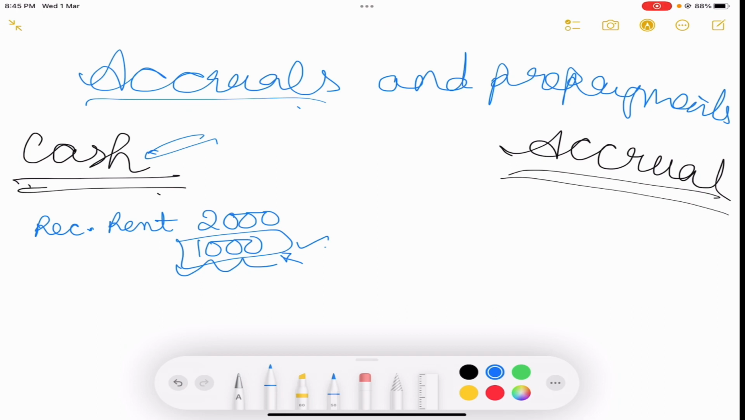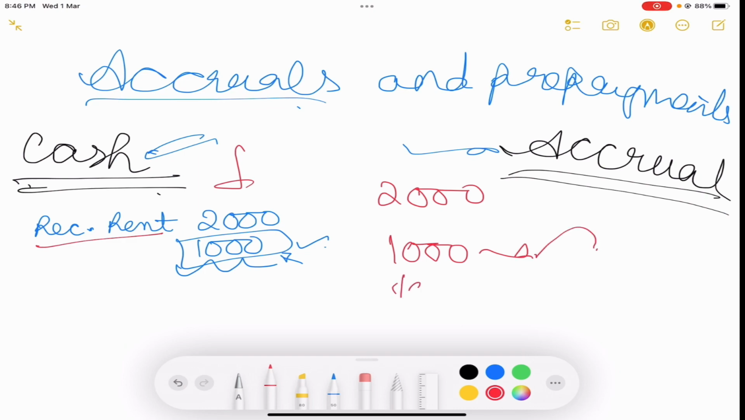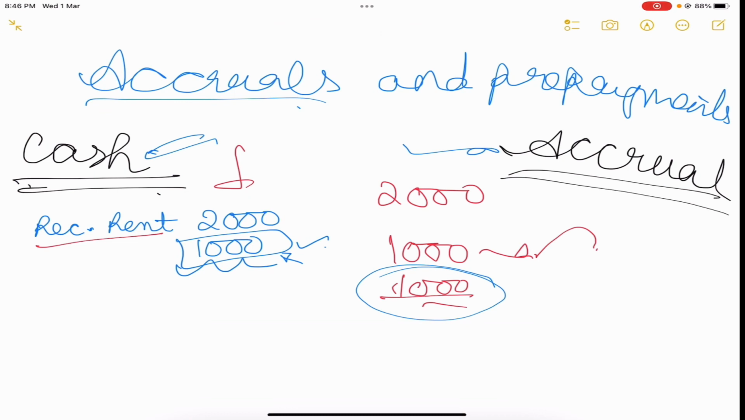What about accrual? How would a person following accrual basis record the same transaction? I received 2000 cash, out of which 1000 is of the next year, only 1000 is of this year. But I have received the entire 2000. If I am following the accrual basis, I will record only 1000. Why will I record only 1000? Because only 1000 will give me the true picture of this year, only this belongs to this year. So that is what accruals and prepayments are. These are the two bases of accounting.